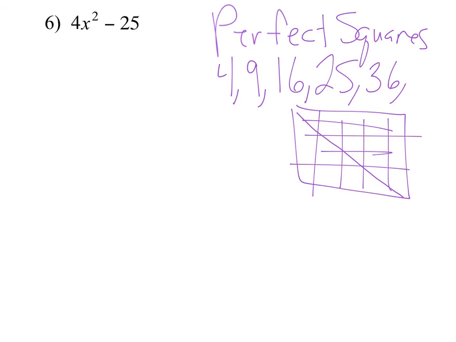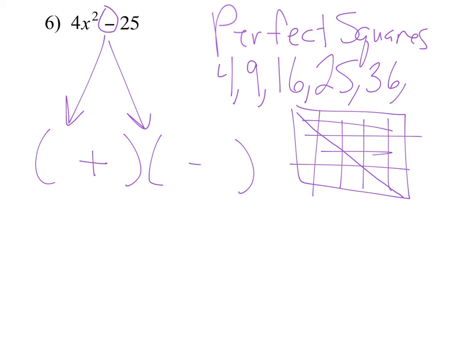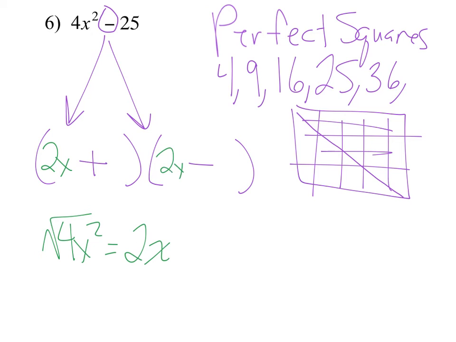Okay, these are the numbers you're looking for, and it has to be a subtraction sign, okay, for this to work. And what's nice is it always breaks down into 2 factors. You always have a plus, you always have a minus, and then it's the square root of whatever you have there. So the square root of 4 is 2, x squared is x. And then we're going to do the same thing with 25. The square root of 25 is 5. So we've got 5 and 5.